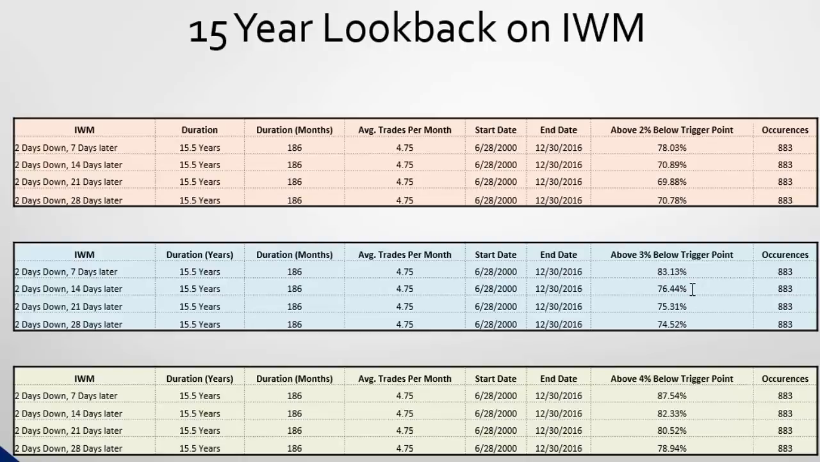So if you can get a good credit that's 3% below that second day close, you have over an 80% chance that it's going to close above that after 7 days.